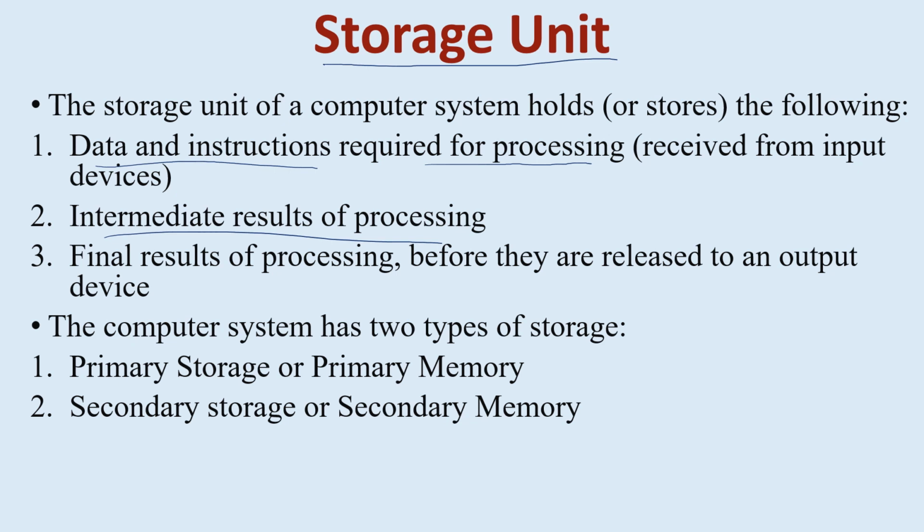The computer system has two types of storage or memory. First one is primary and second one is secondary.